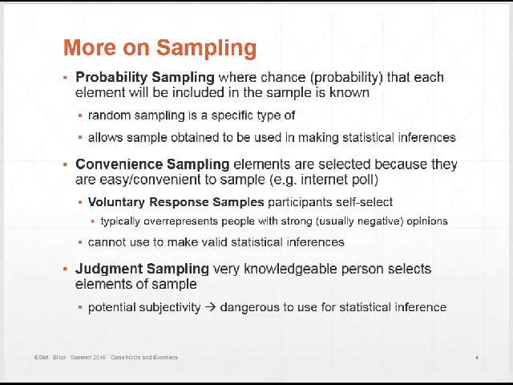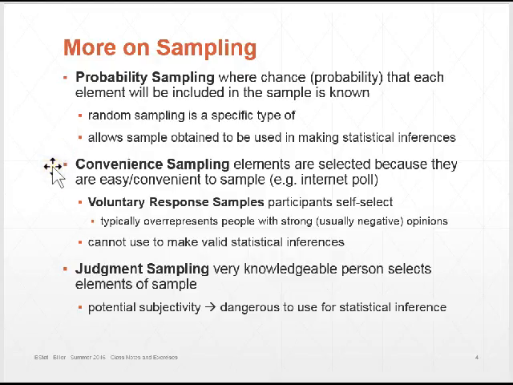And let's talk a little bit more about sampling. We're going to look at three categories or types of sampling here, the first of which is probability sampling. Random sampling, as we've just discussed, is one type of probability sampling. Any type of probability sampling is where the probability of each element being included is known, and by virtue of a sample being taken using probability sampling, this allows us to meet our requirements to be able to use that sample to make statistical inferences.